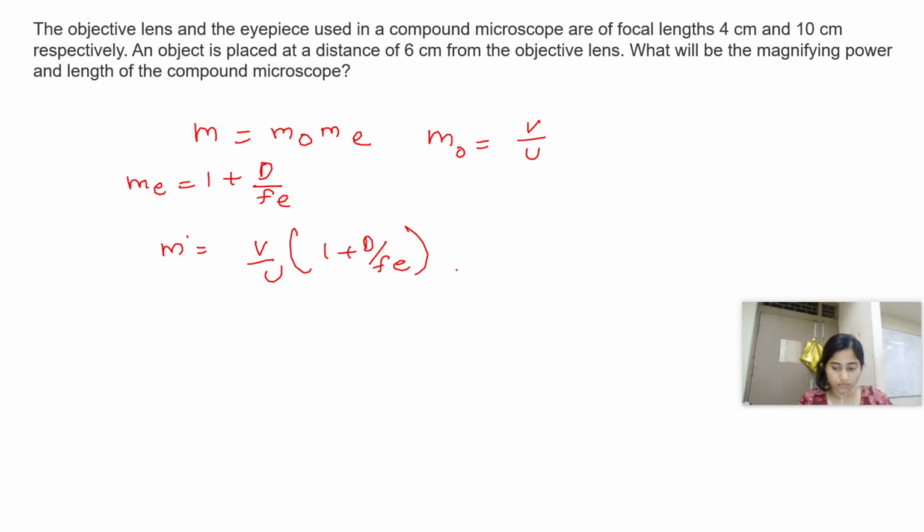Okay. Now there is the basic lens formula: 1 by v0 minus 1 by u0 is equal to 1 by f0. From this you have to calculate the V0 value, which means here everything will be in terms of V0, and all other parameters are given.